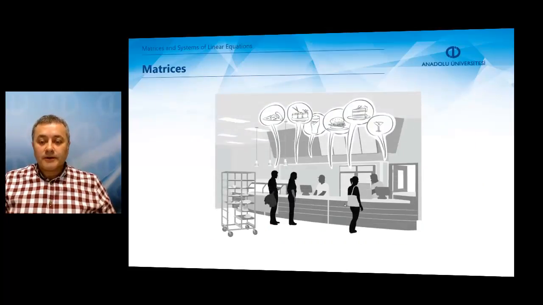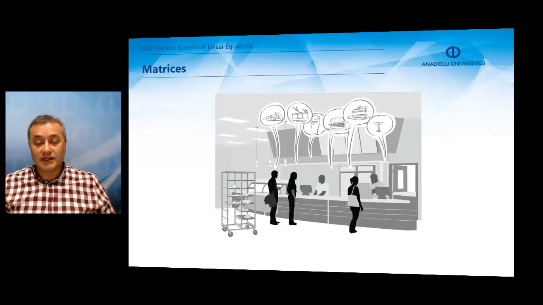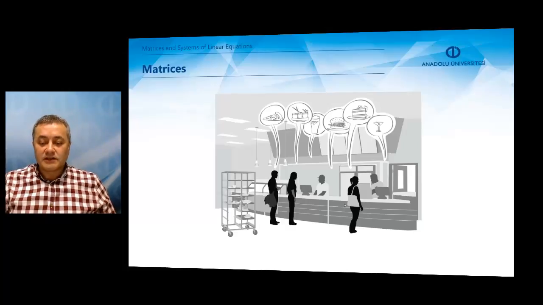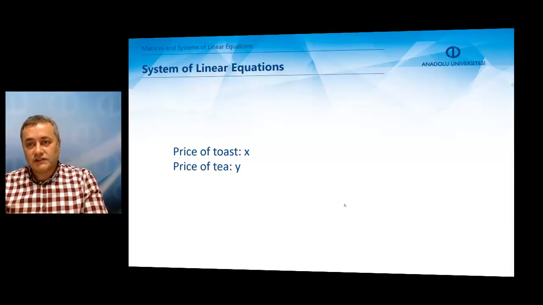So how can we employ matrices in our daily lives? For example, assume that Aslı and Kaan, who are students at our university, decided to have lunch together. They go to the canteen and Kaan buys 2 toasts and 1 chai for 7 liras. And Aslı buys 1 toast and 1 chai for 4 liras. How do we find out the price of a toast and the price of a tea?